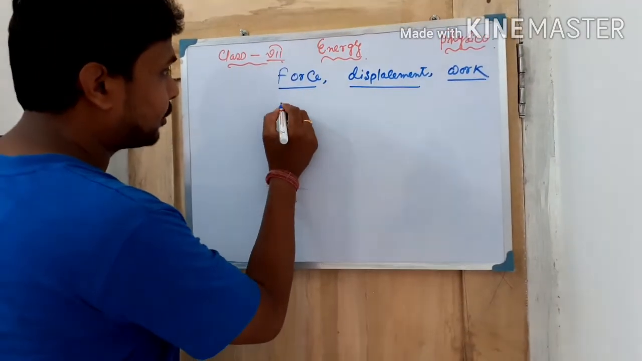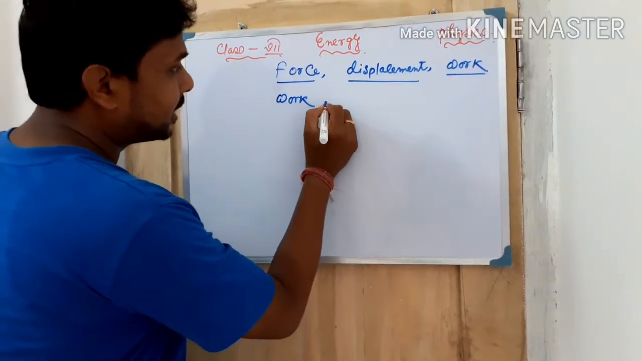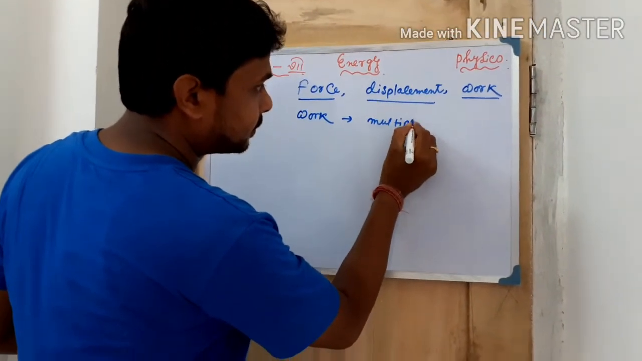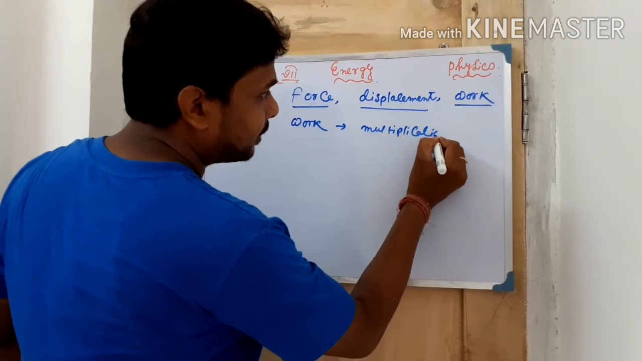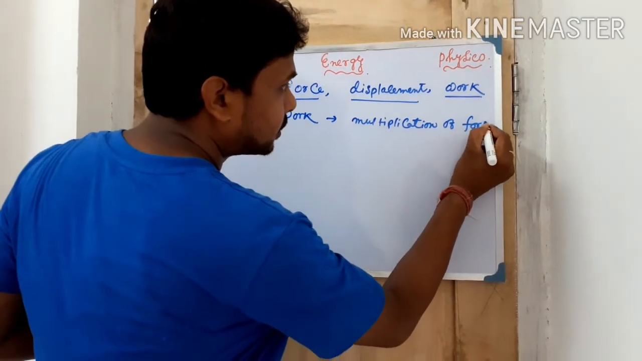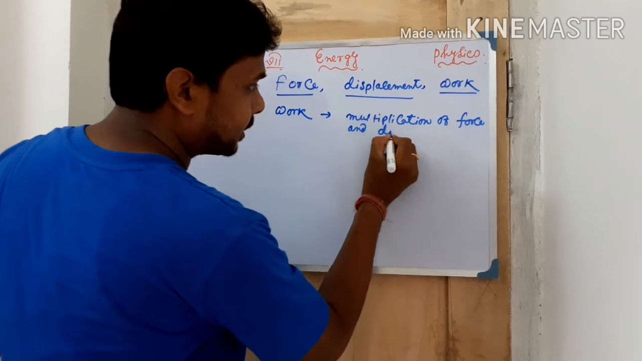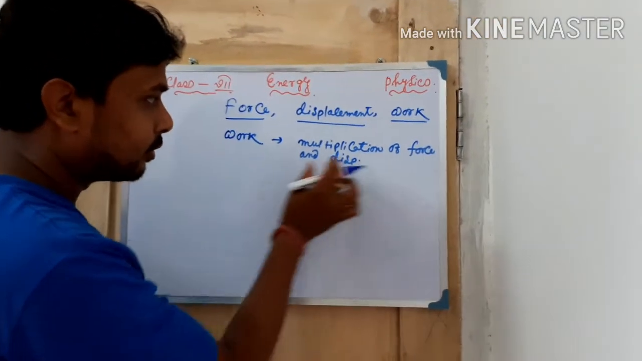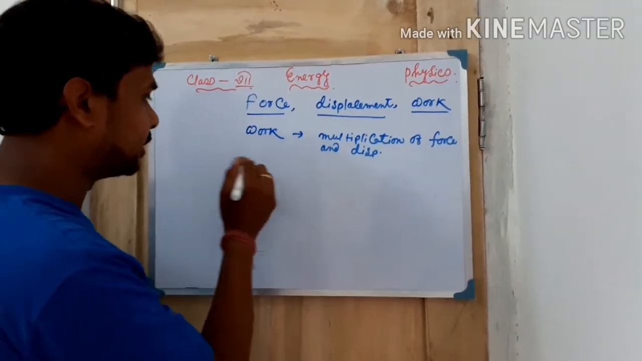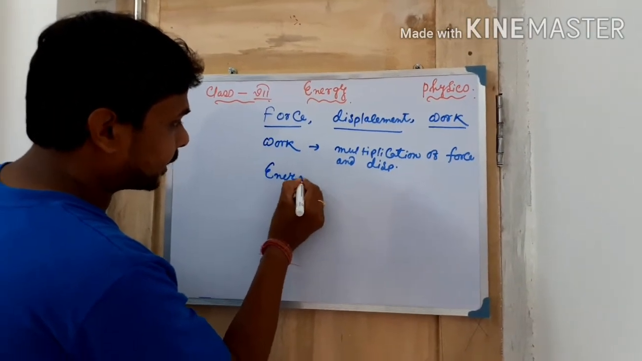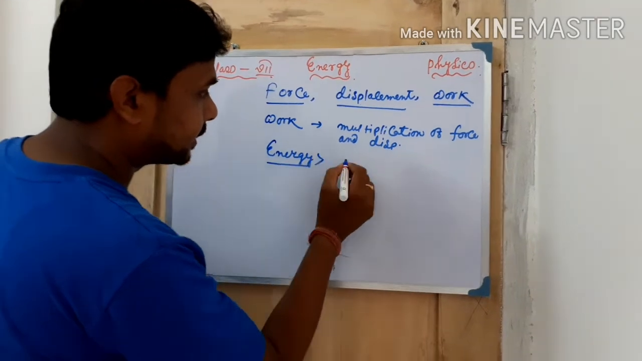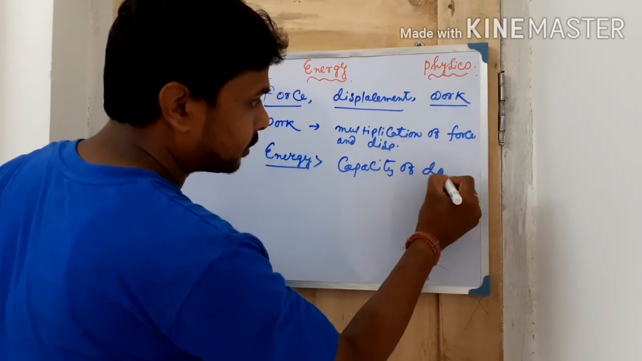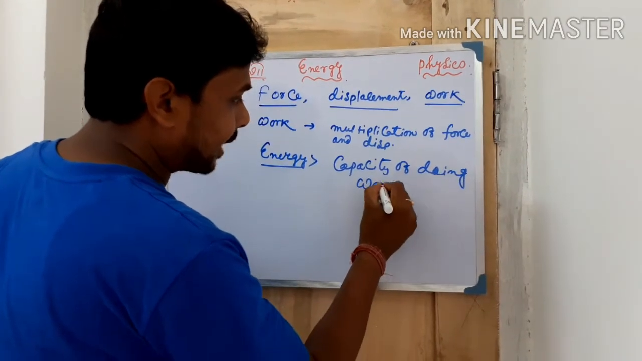So here work, if you talk about it, work means what? That is actually the multiplication of force and displacement. Both will come. If any one of these is 0, then the work will be 0. Now what is energy then? Energy is definitely the capacity of doing work.